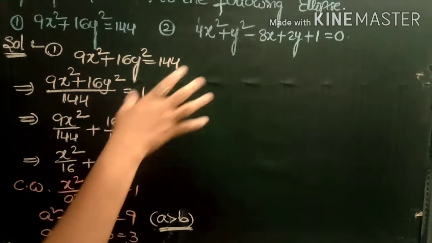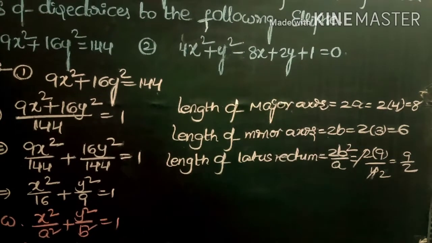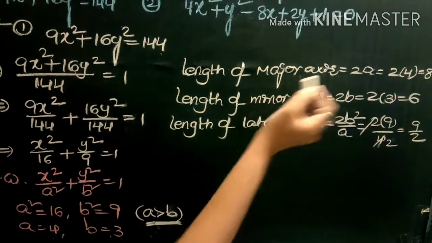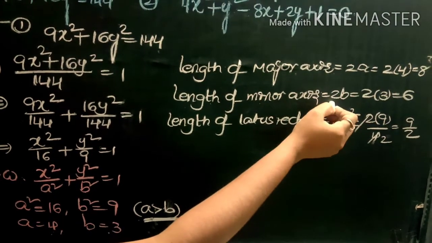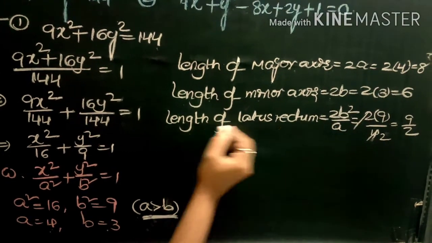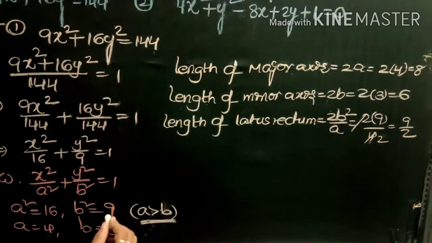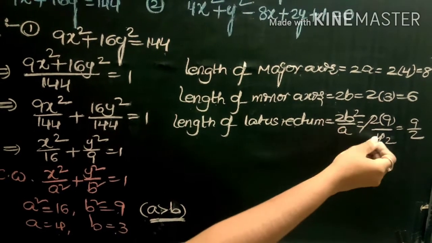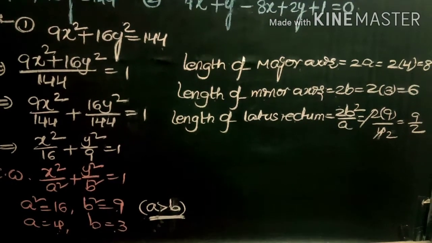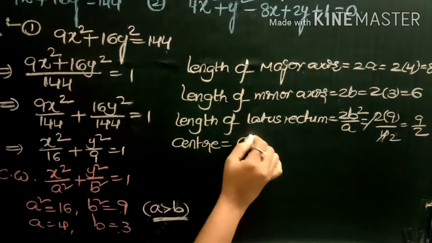Now we are using formulas to find all these. The length of the major axis is 2a, so 2 × 4 = 8. The length of the minor axis, the formula is 2b, where b = 3, so 2 × 3 = 6. The length of the latus rectum, the formula is 2b²/a, that is 2 × 9/4, which is 9/2. And the center is (0, 0).